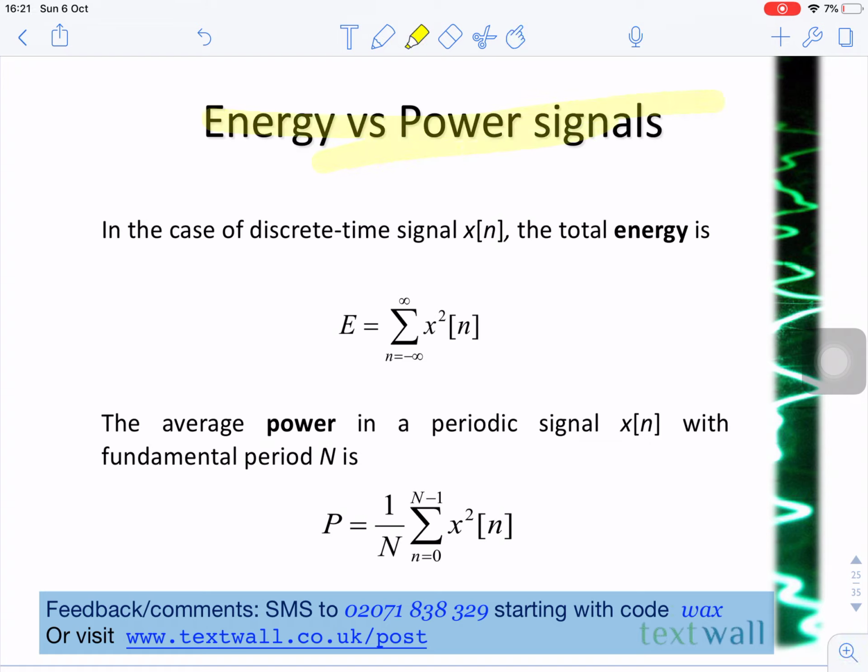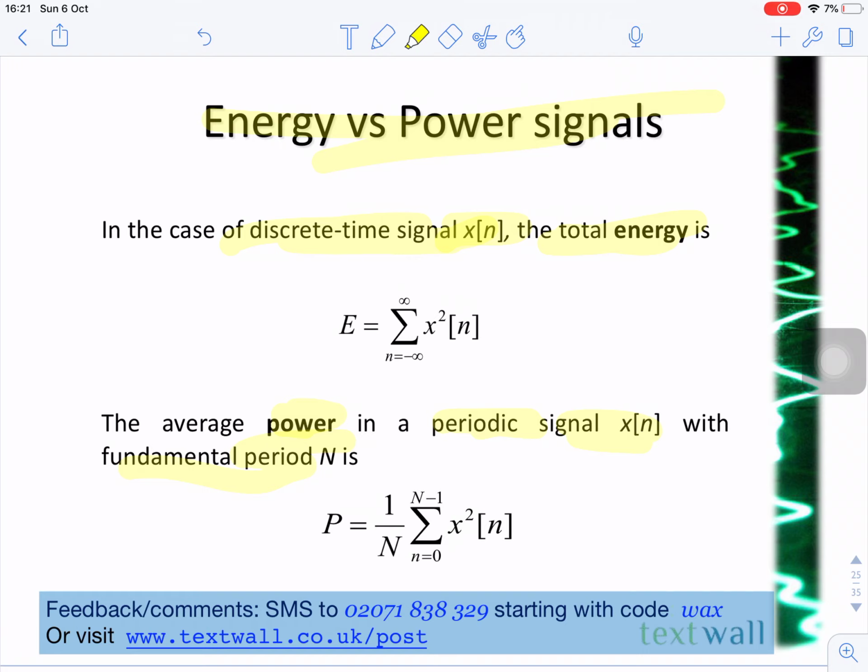In the case of discrete time x, the total energy is going to be the summation from n equals minus infinity to infinity of x[n] to the power of 2. The average power of the periodic signal with fundamental period N is that.